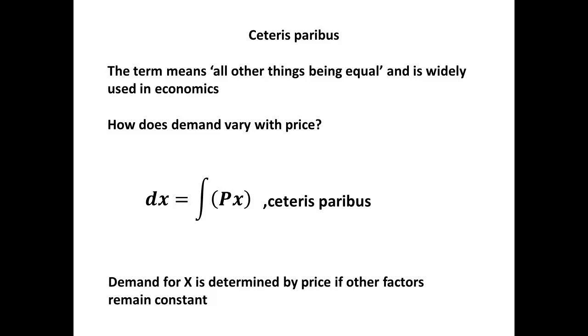In economics, we try and simplify these ideas with the use of ceteris paribus. This term means all other things being equal, or if all other factors remain constant. It will be used a great deal in these podcasts. So we can simplify by saying that the demand for X is a function of the price of X ceteris paribus. In other words, the demand for X will be determined by price if all the other factors remain constant.